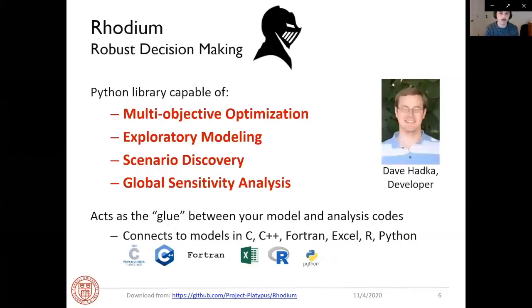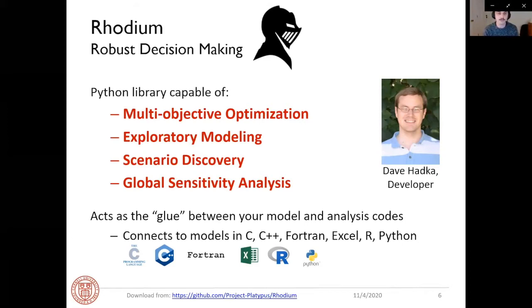So let's talk about Rhodium. So Rhodium is a Python library. Like I said, it's capable of multi-objective optimization. It's built for exploratory modeling. It has capabilities for scenario discovery and global sensitivity analysis. Here's a picture of Dave Hadka, who's actually the coder and developer who originally created Rhodium. One of the beauties of Rhodium is that it is able to interact with a wide variety of different programming languages.